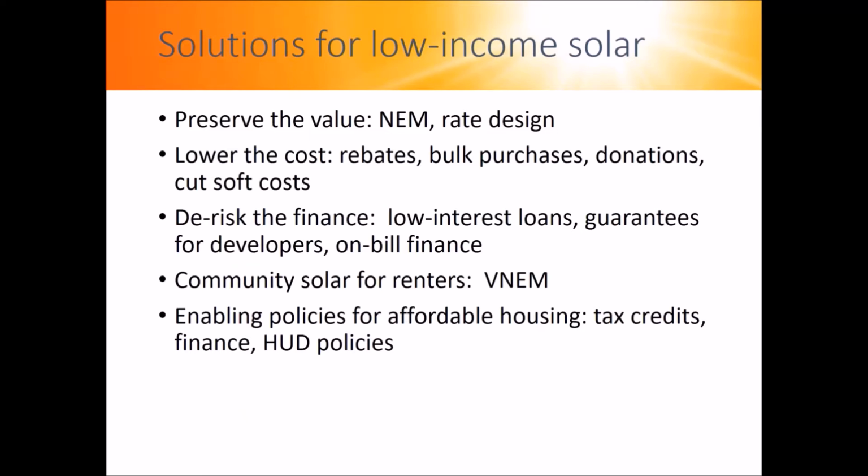Providing rebates. There are still some states that provide rebates for low-income households. Bulk procurement can be a good way to lower costs, where you're recruiting 100 customers at a time. We're working up the supply chain to coordinate procurement. And also simply getting donations from foundations or corporations or others.